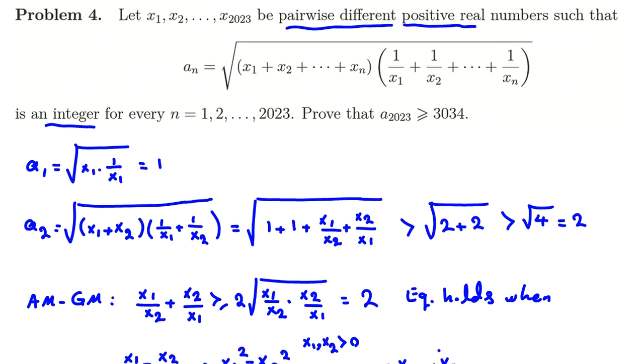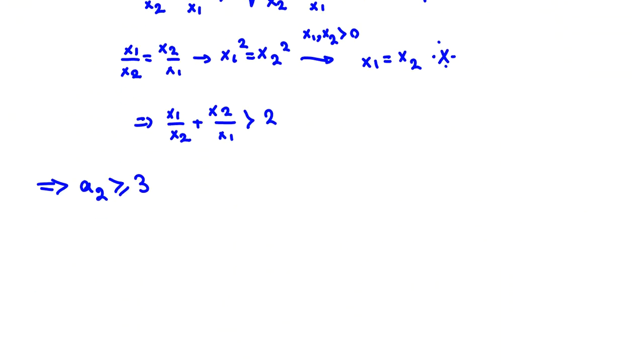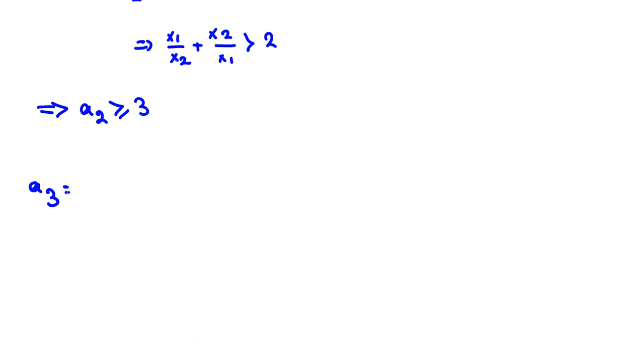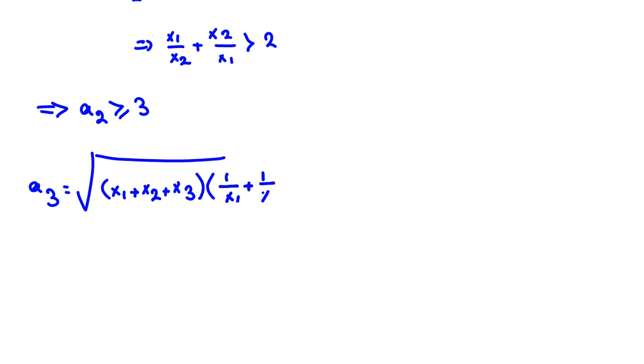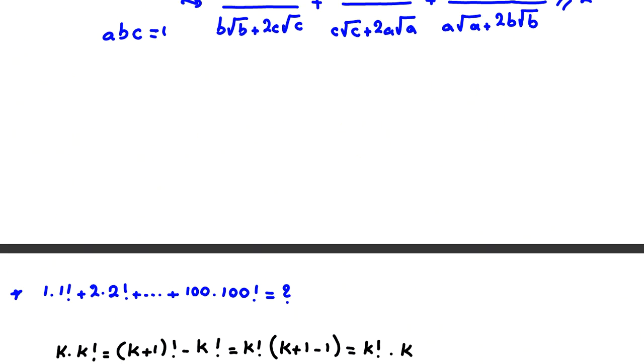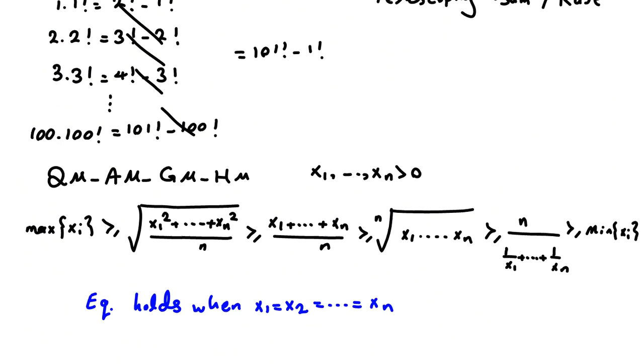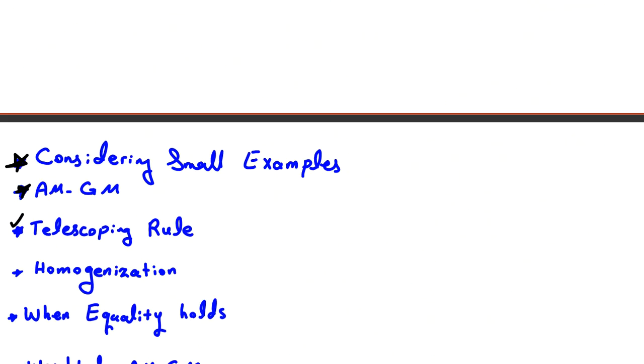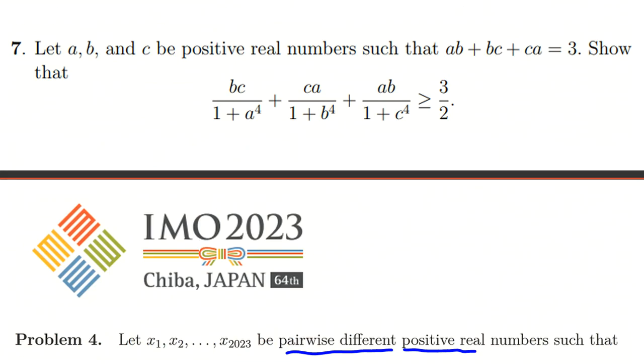Okay. Now let's check a3 by this definition. By this rule, we have x1 plus x2 plus x3 times 1 over x1 plus 1 over x2 plus 1 over x3. Let's consider this one. Here you can use Cauchy-Schwarz, or if you don't want to use that, we know the inequalities I told you. Let me find it. Harmonic mean, geometric mean.